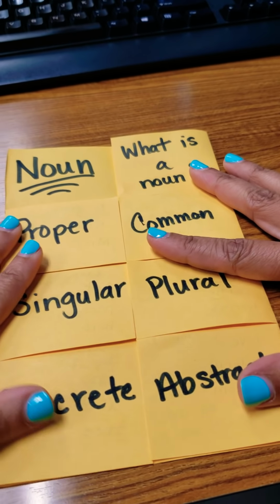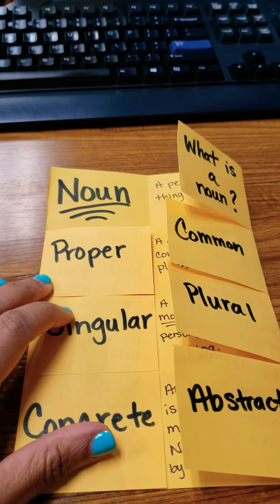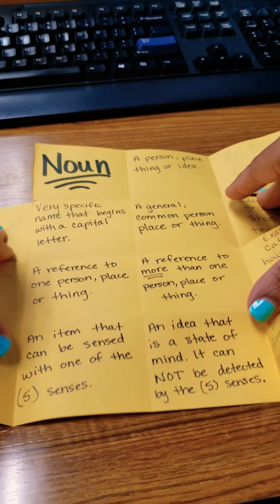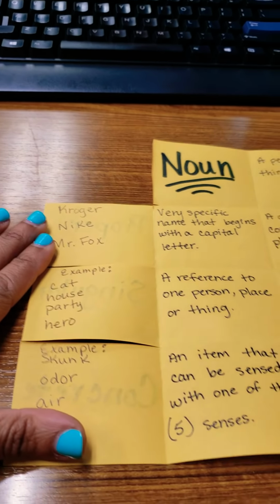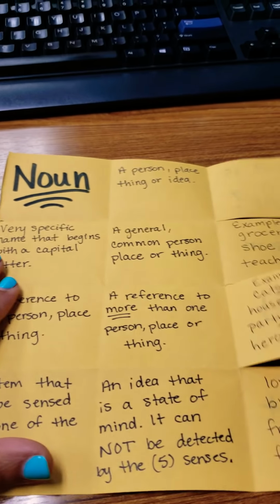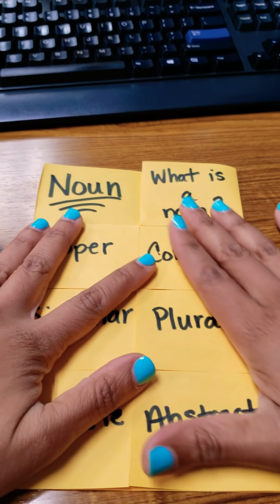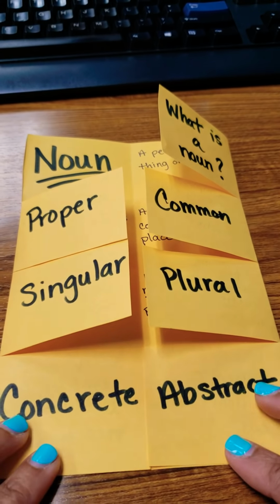So this is what your full foldable should look like for nouns. Okay, this is everything. Make sure that you've got all of your paper filled completely with all of this good information on a noun. Any questions that you have, you should be able to come back to this as a reference in the future.